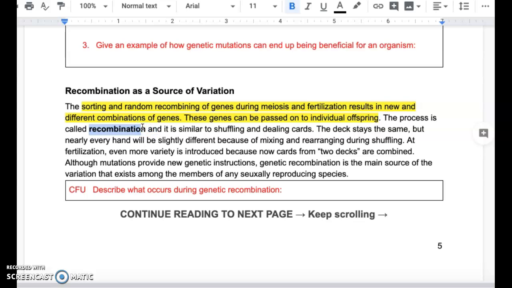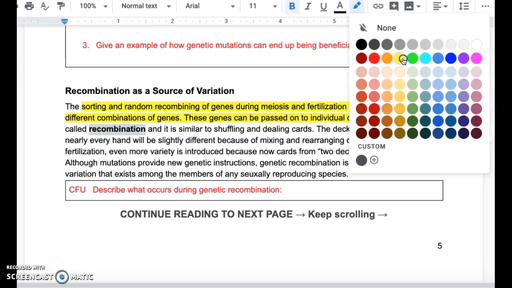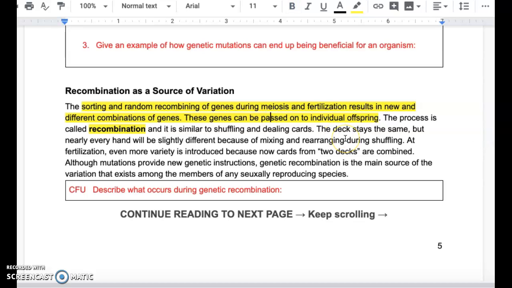It is similar to shuffling and dealing cards. The deck stays the same, but nearly every hand will be slightly different because of mixing and rearranging during shuffling. At fertilization, even more variety is introduced because now cards from 2 decks are combined. Although mutations provide new genetic instructions, genetic recombination is the main source of variation that exists among the members of any sexually reproducing species. Highlight that.